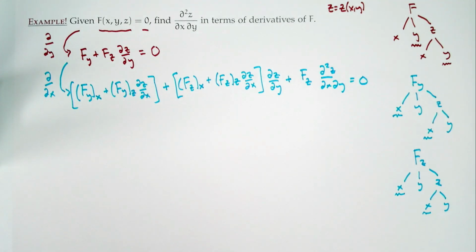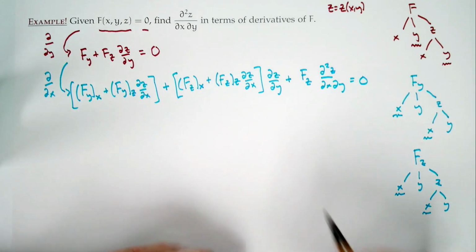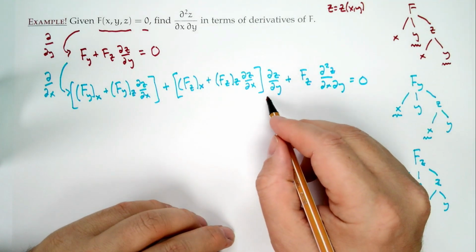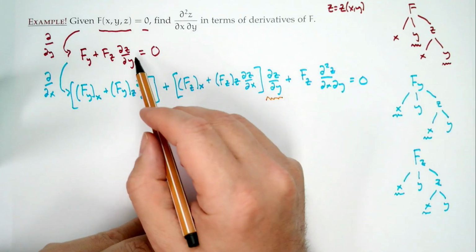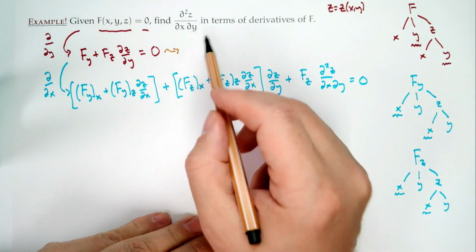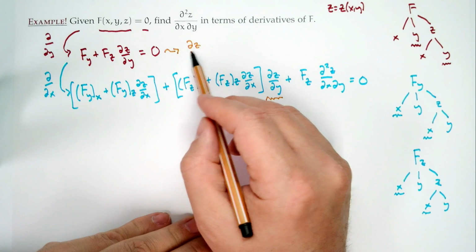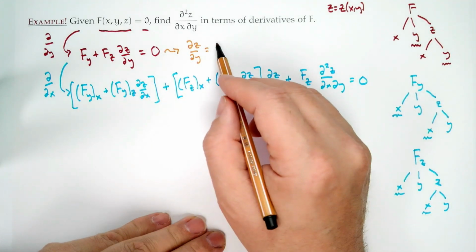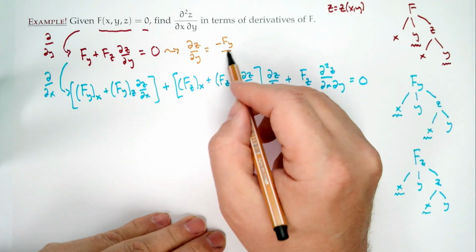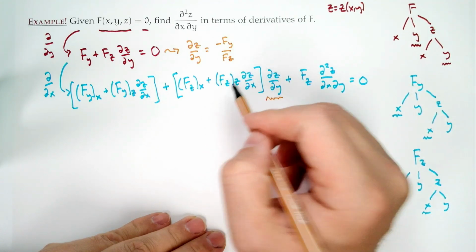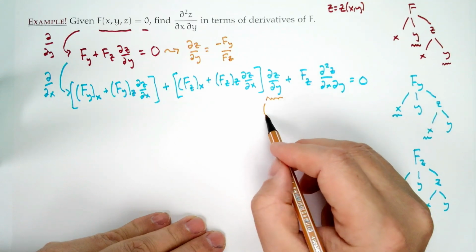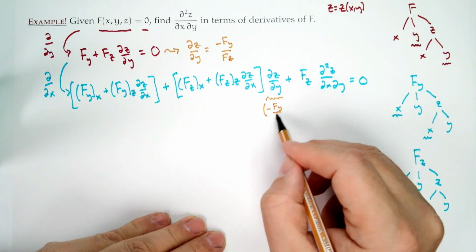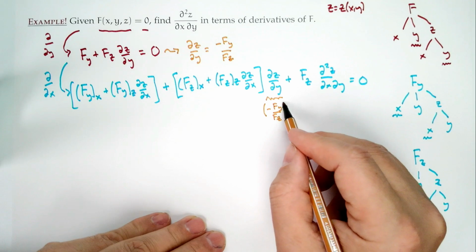Now we're looking at this and we say, okay, what can we do? Well, there's a couple things we can do. We have partial z partial y. How do we handle that? Well, the answer is we can use this formula. We can say that partial z partial y is equal to negative f sub y over f sub z. So that's going to be what this part becomes, negative f sub y over f sub z.